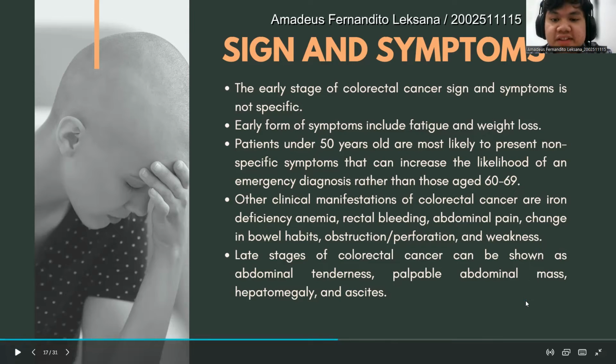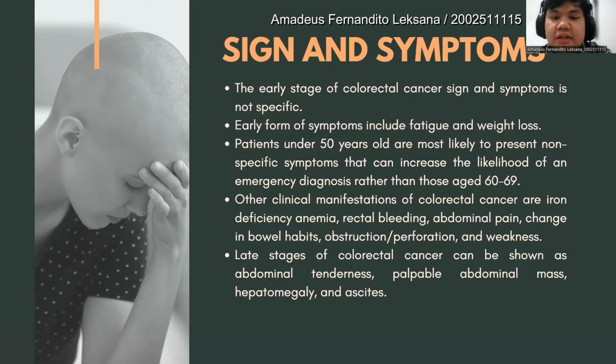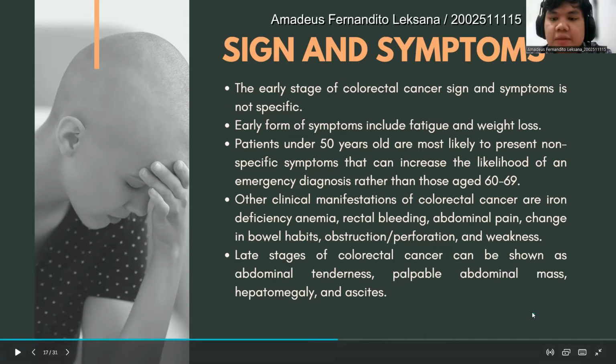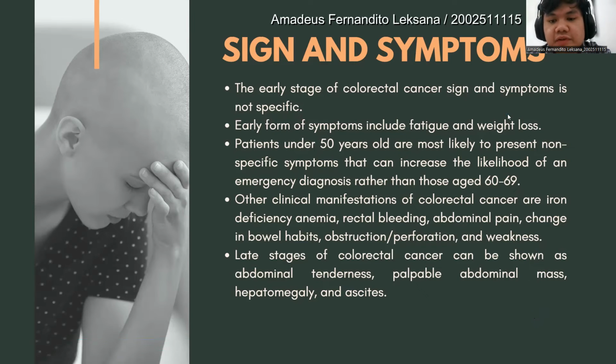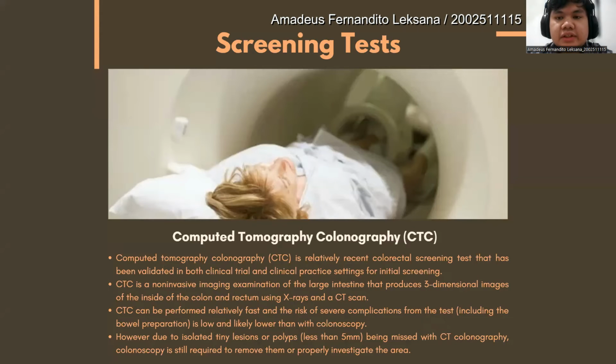Other clinical manifestations of colorectal cancer are iron deficiency anemia, rectal bleeding, abdominal pain, change in bowel habits, obstruction or perforation, and weakness. Late stages of colorectal cancer can present as abdominal tenderness, palpable abdominal mass, hepatomegaly, and also ascites. Okay, that's all from me. The next one will be presented by my friend.